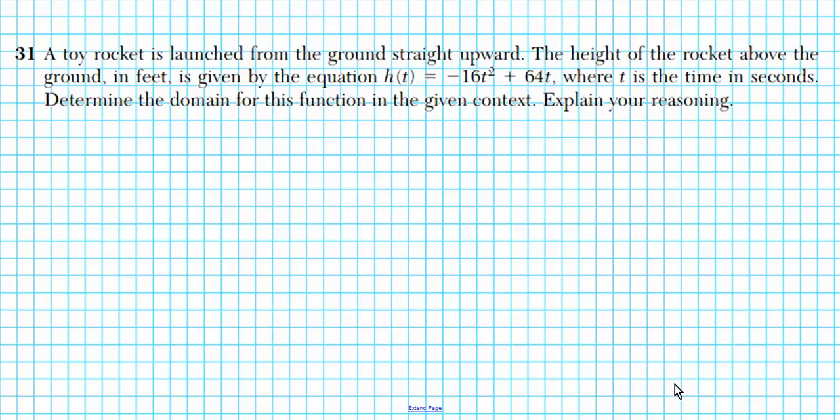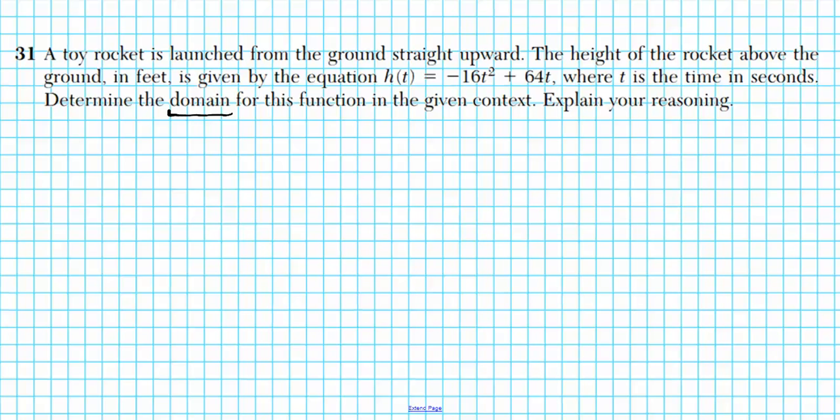All right, let's take a look at question number 31. It says a toy rocket is launched from the ground straight upward. The height of the rocket above the ground in feet is given by the equation h of t equals negative 16t squared plus 64t, where t is the time in seconds. Determine the domain for this function in the given context. Explain your reasoning. Okay, so what is the domain?